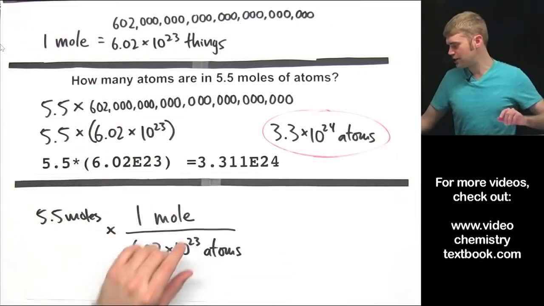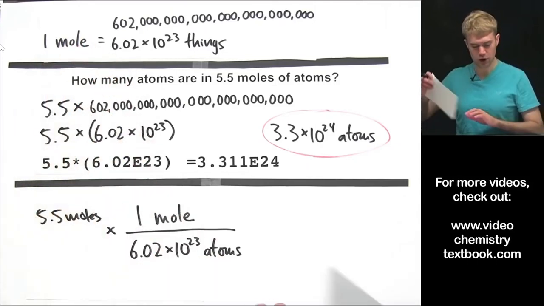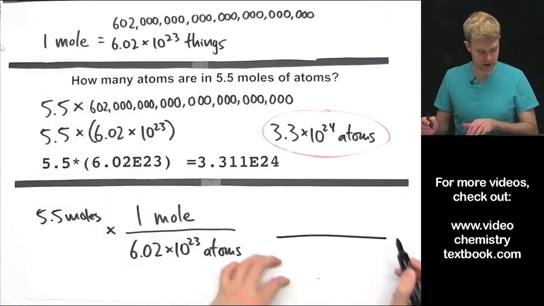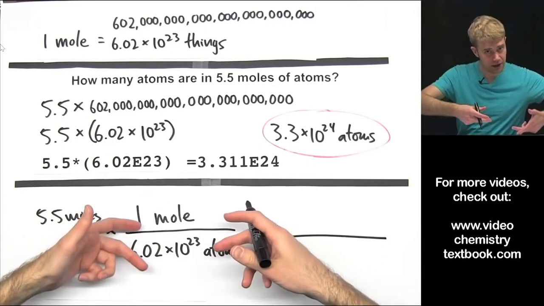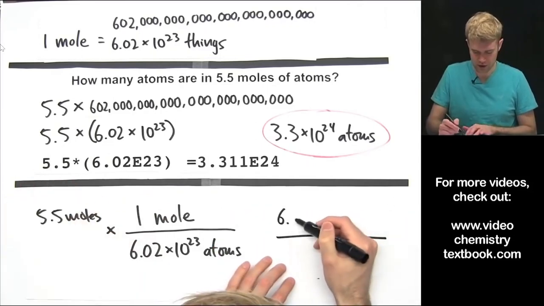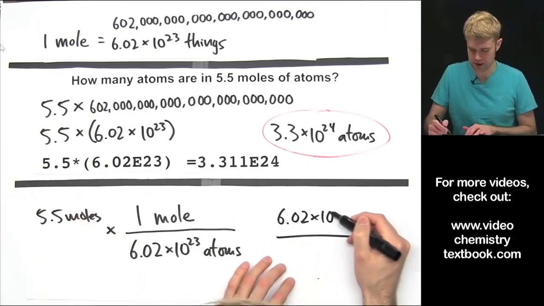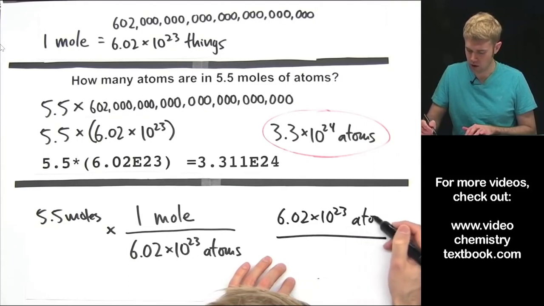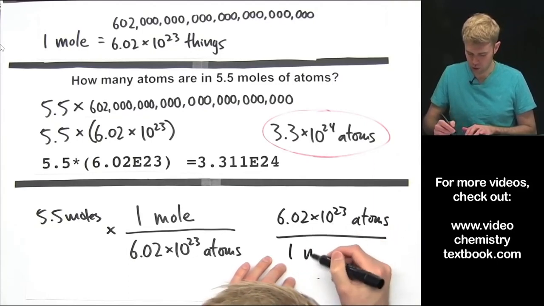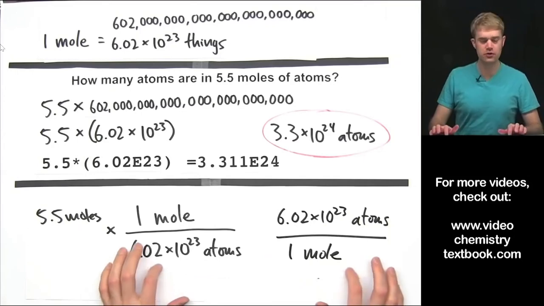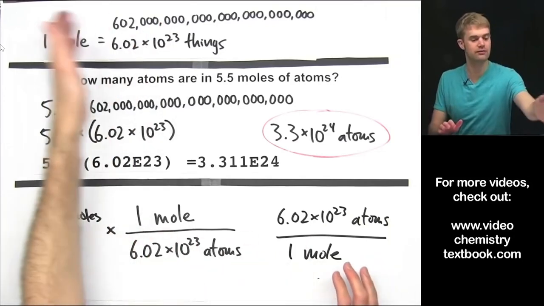But for every equation like this with an equal sign, there are 2 conversion factors that we can write. We can write it like this, or we can flip it. That's cool too. So I could also write 6.02 times 10 to the 23rd atoms on top with 1 mole on the bottom. Now both of these conversion factors are totally valid.